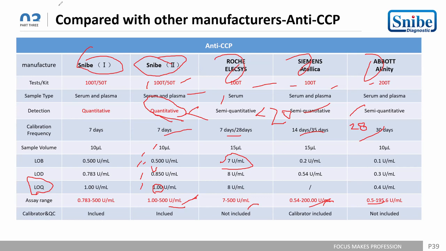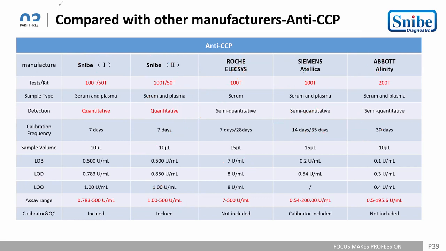So if we talk about the calibrators and quality controls, yes, we are providing free of cost calibrators. Only with the Siemens are calibrators available, and the Roche and Abbott allow you to purchase calibrators and controls separately.